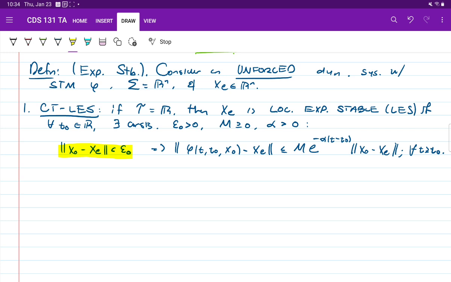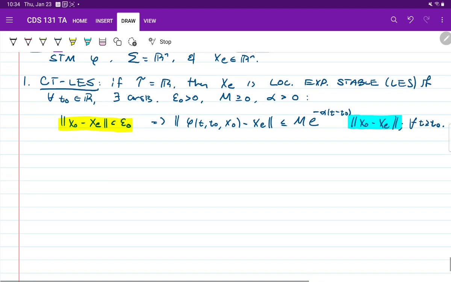All right? And here it's really important to point out we're not just asking that we get exponential convergence, but we're asking that this exponential convergence have a particular structure with respect to the initial condition. It's a decaying exponential multiplied by the norm of our initial difference. So it's not like we have some arbitrary function of this over here. That wouldn't be exponential stability. We just have direct multiplication by this norm. Okay, fantastic. So that's continuous time local exponential stability.